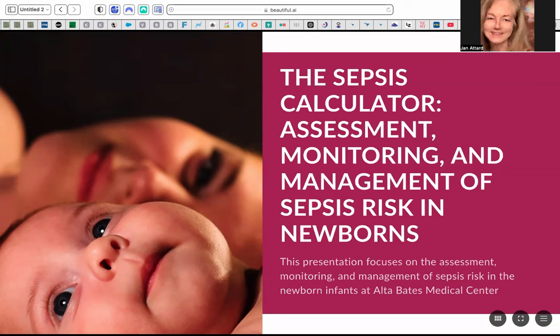We are discussing the sepsis calculator. What does this mean? Well, we utilize this tool. It's a very important tool for the assessment, the monitoring, and the management of sepsis risk in newborns.